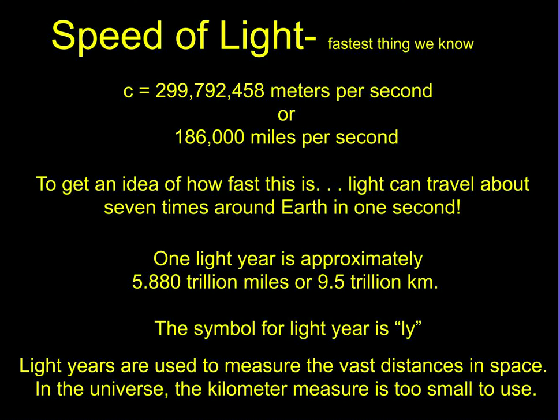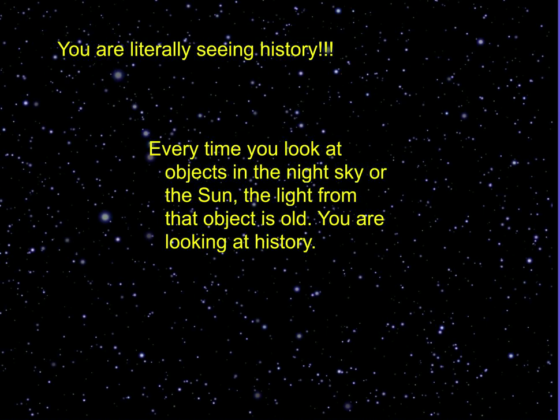Now we use LY as the abbreviation of light year, and we use that to measure the vast distances in space, and you can see why. Now in the universe, the kilometer is way too small to use. So when you look at that night sky and you look at that sun, or you look in the stars at night, you're literally seeing history. Every object that you look at is actually old light. So you're looking at history.